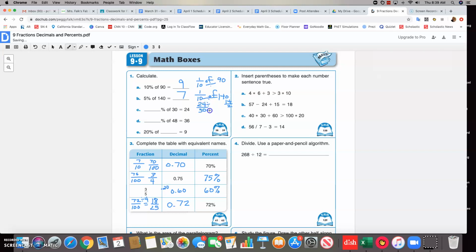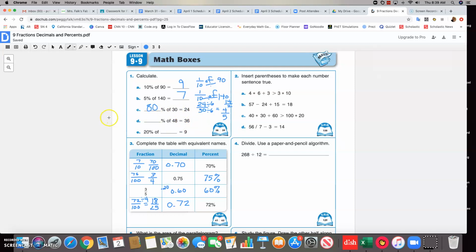Now I can reduce this. I know they're both even. So what am I going to divide them both by? 6 is correct. So 24 divided by 6 is 4. 30 divided by 6 is 5. Now, I know I did my 3/5 down here. 1/5, remember, is 20% or 20 hundredths, and I want 4 of them. So that would be 20, 40, 60, 80. So 24 is 80% of 30.